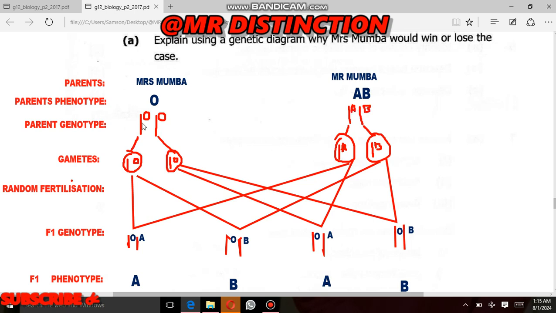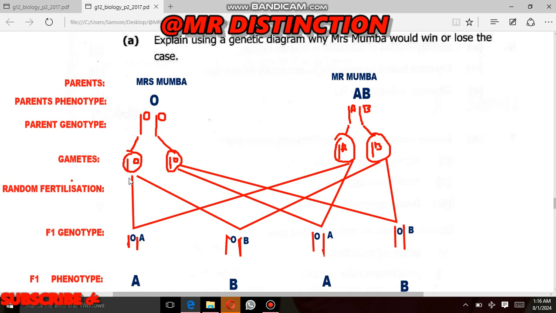Then on gametes, you have to split this genotype and this genotype, writing each one in a circle, as you can see over here. Then you do the same to these ones. Afterwards, it is random fertilization. What is happening here is fertilization. As you can see, the genes are mixing. So you also have to master how to mix these genotypes.